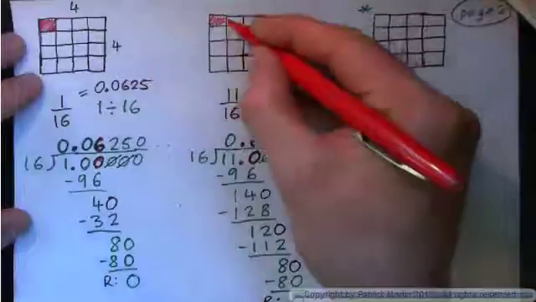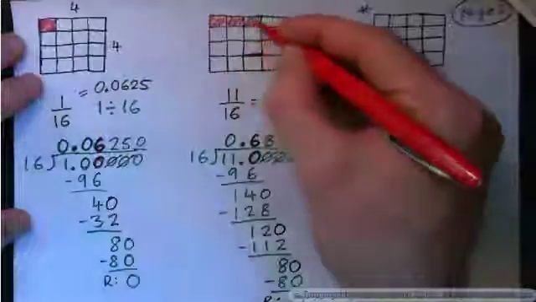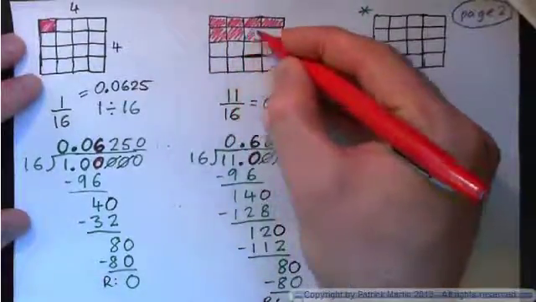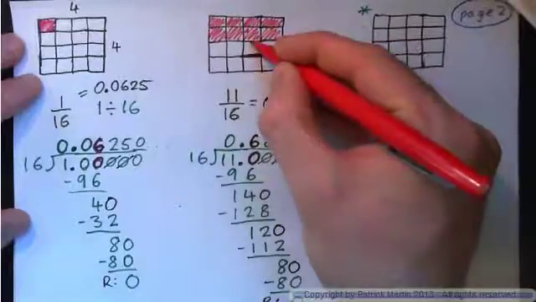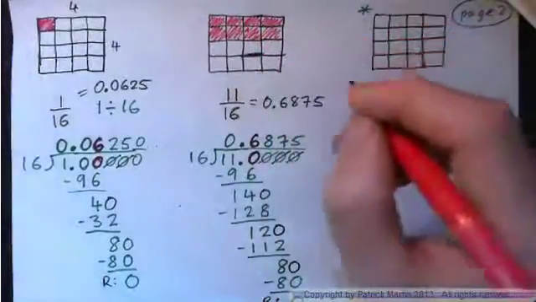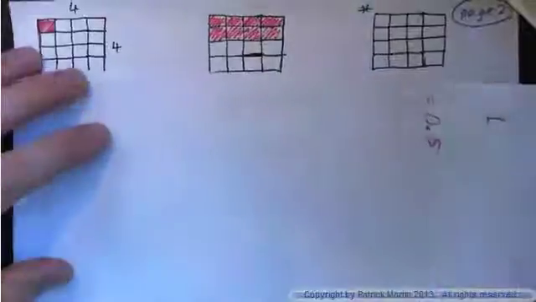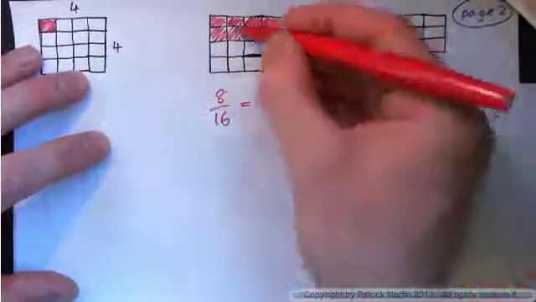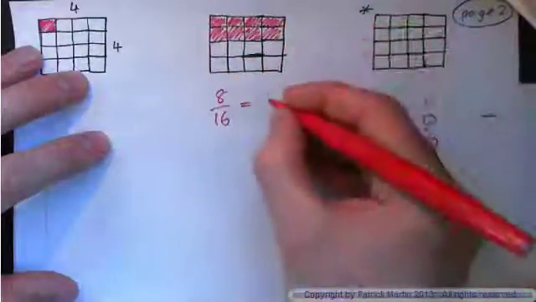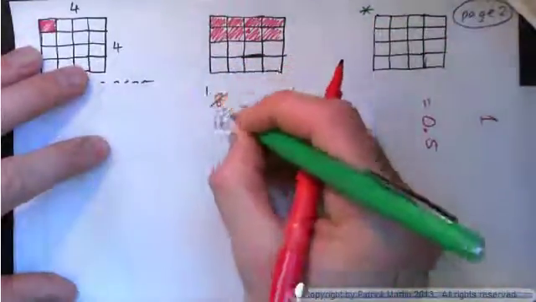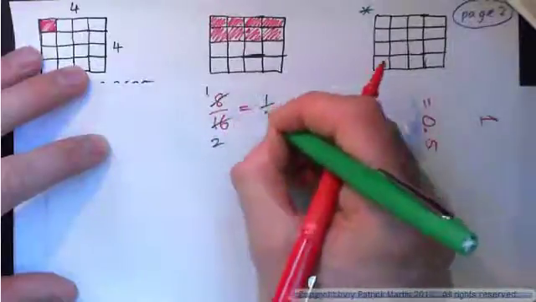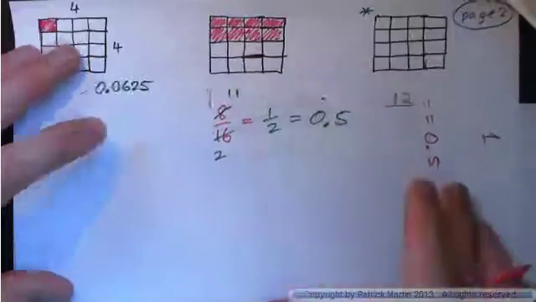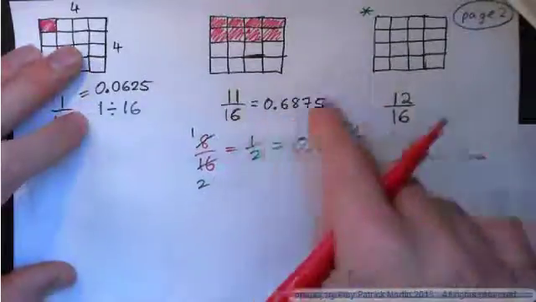1, 2, 3, 4, 5, 6, 7, 8. There's 8 of them. Now when I get to 8/16, right? That's a half, isn't it? 8/16 is a half of this thing shaded. And if you put it in lowest terms, 8 goes into 8 once, 8 goes into 16 twice, you get a half. And as we know, that is 0.5. Hope we're familiar with that. So, of course, our 11/16 is more than 0.5.